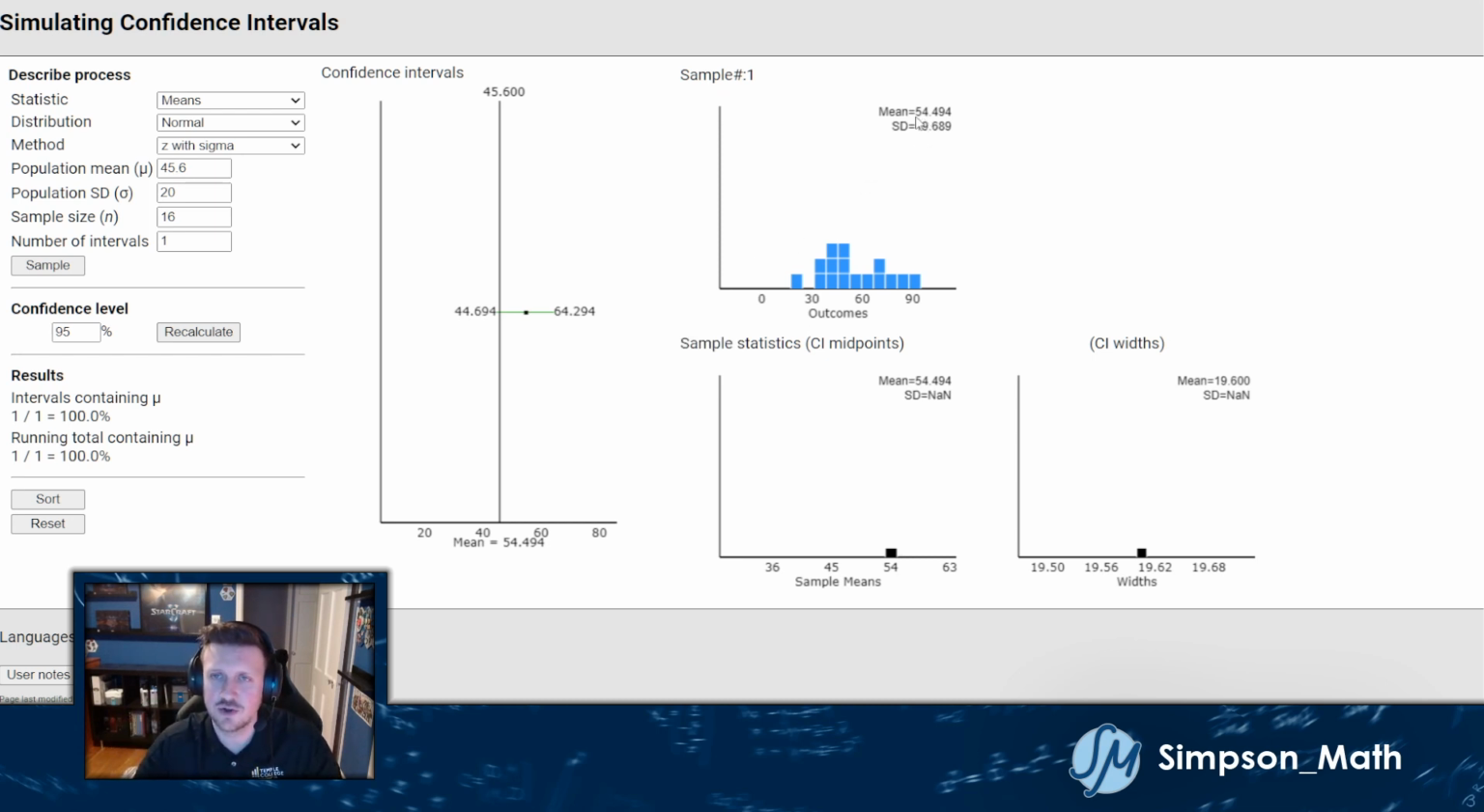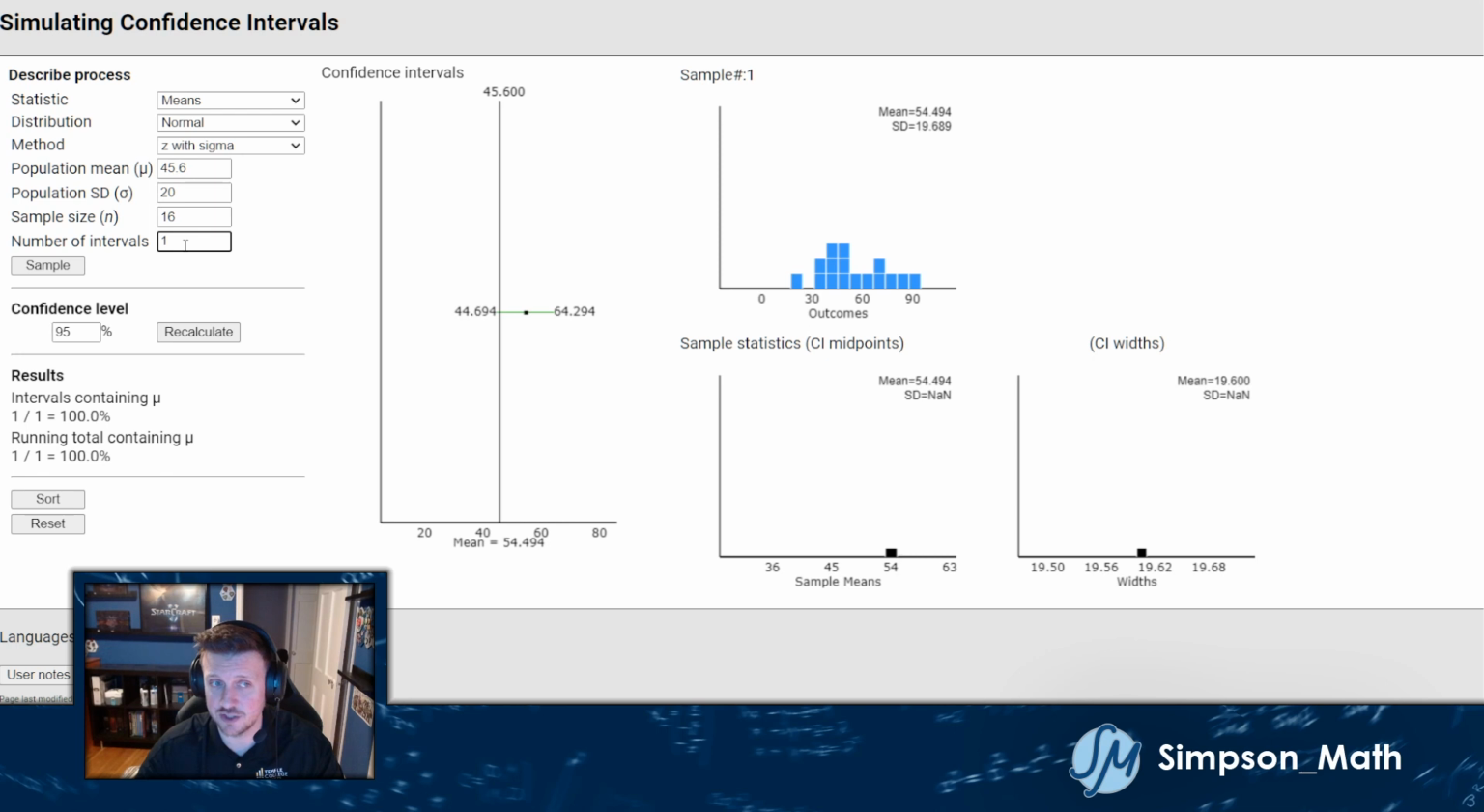So notice if I took 54.5 and added 10, I'd be at 64.5. Just a little bit under that, 64.3. Same thing here. If I subtract it, I should be at 44.5, but I'm a little bit bigger than that at 44.7. So we'll talk about that distinction in a second, but notice that it's colored green because I am barely, but I'm capturing my population mean of 45.6.